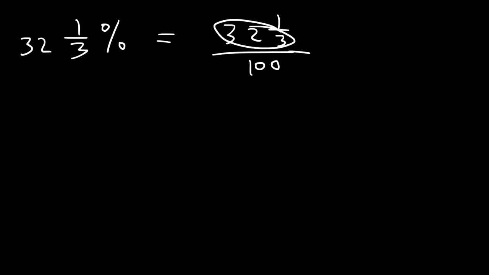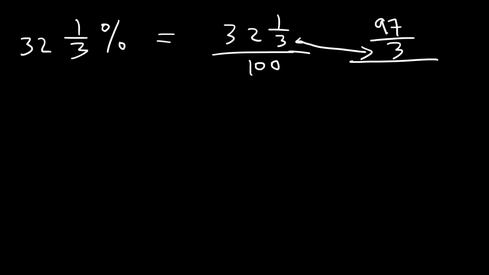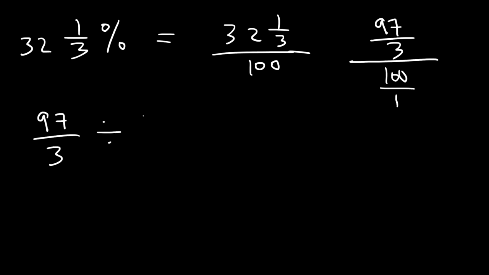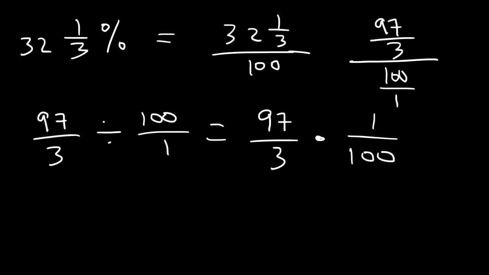multiply 32 by 3, which is 96, and then add 1, that's 97. So 32 and 1/3 is going to be 97 divided by 3. The denominator stays the same. Now 100, I'm going to write that as a fraction. 100 is equal to 100 over 1. So we have this fraction divided by this fraction, which we can write as 97 over 3 divided by 100 over 1. Now using the keep, change, flip principle, we can keep the first fraction the same, change division to multiplication, and flip the second fraction.